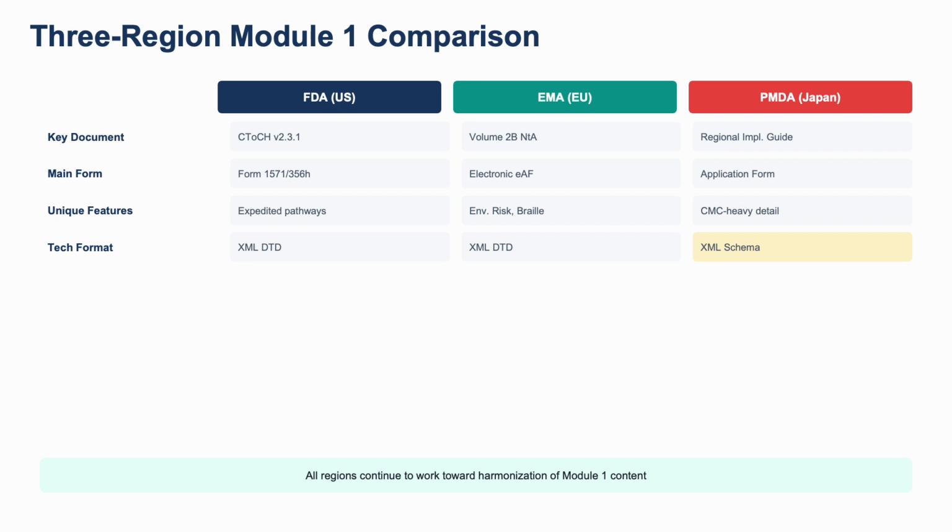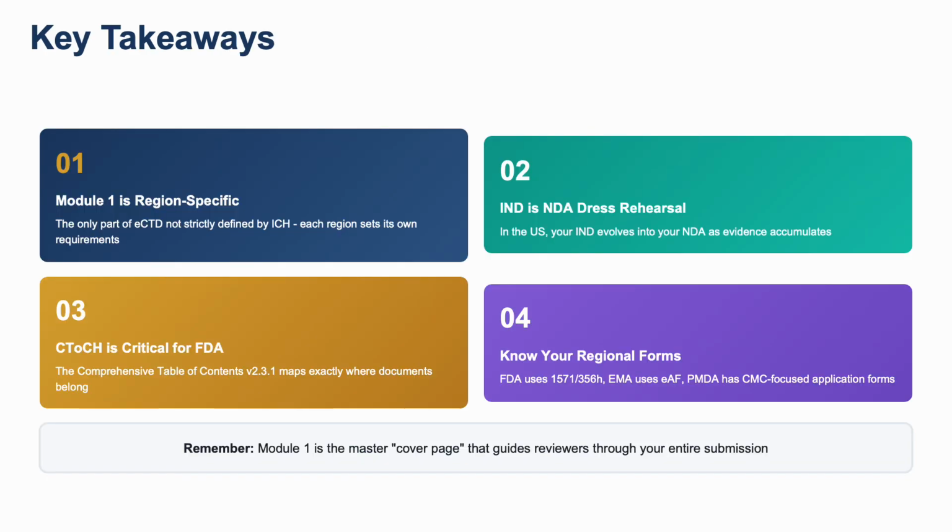There are 4 key takeaways I want you to remember from today's lecture. First, Module 1 is region-specific. It is the only part of the eCTD that is not strictly defined by ICH, meaning each region sets its own requirements and you must understand these differences.